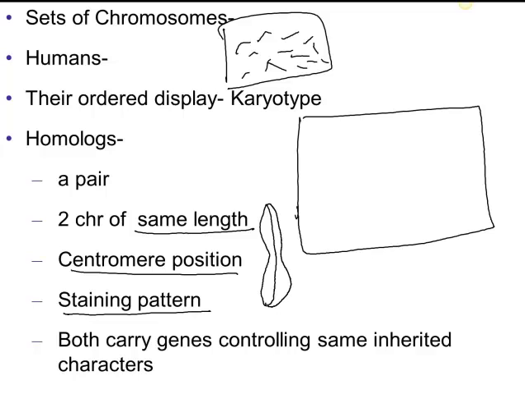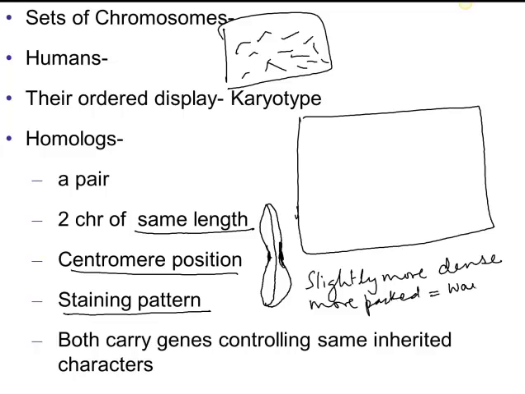Now, this part of the chromosome is slightly more dense, more packed, and kind of looks like a waist. Now, this is the centromere. Among the 44 chromosomes that you have, like the 23 sets of chromosomes, those will have different positions of centromeres. So you check for staining pattern, centromere position, same length, and then order them alongside each other.